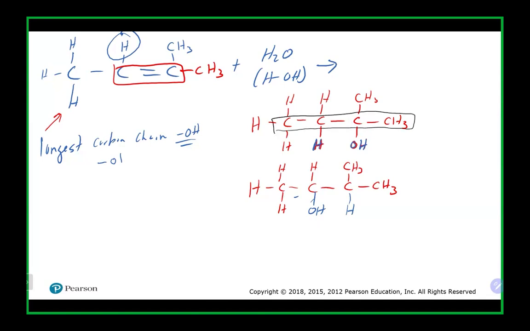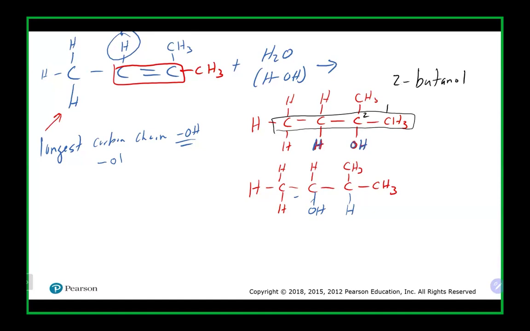So the base of my name here should still be butanol, right, as it is 4 carbons and an alcohol. The OH group should be on carbon number 2 in this case, right? And that's going to give me 2-butanol in this case, right?